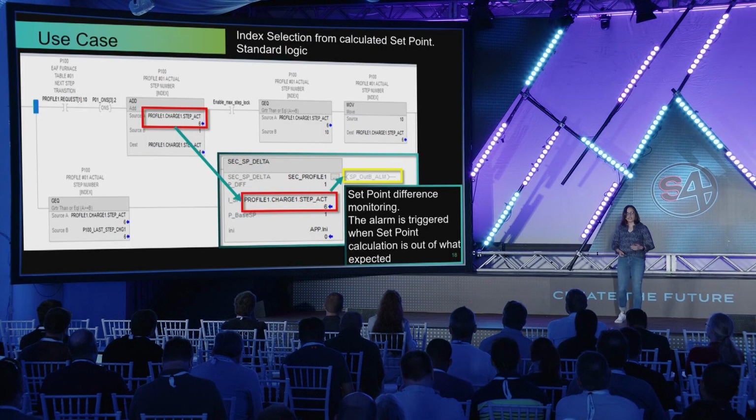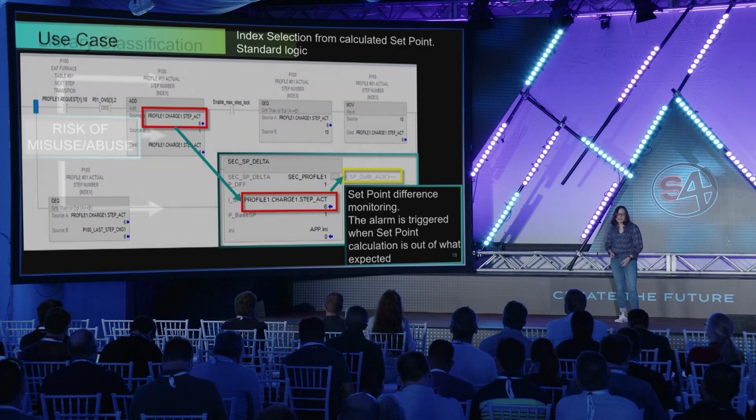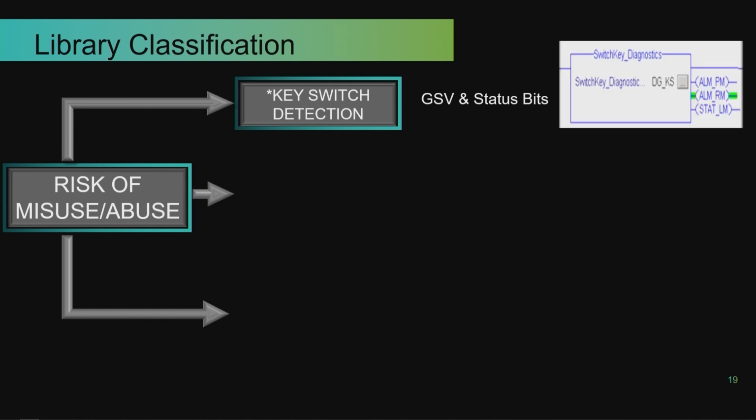And then it will change the new set point value. You have to go back to get rid of those alarms. And then we have the risk misuse. We have the key switch detection, of course. There is the GSB plus the status bits.